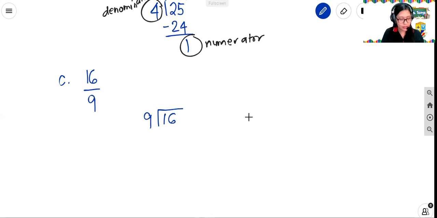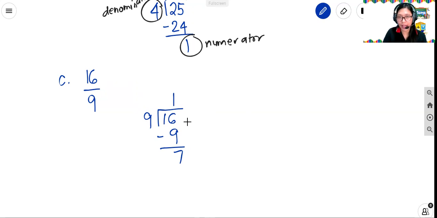How many 9s are there in 16? We only have 1, right? So 1 times 9 is 9. 16 minus 9 is 7. You are right. So no more number on the right of 6.